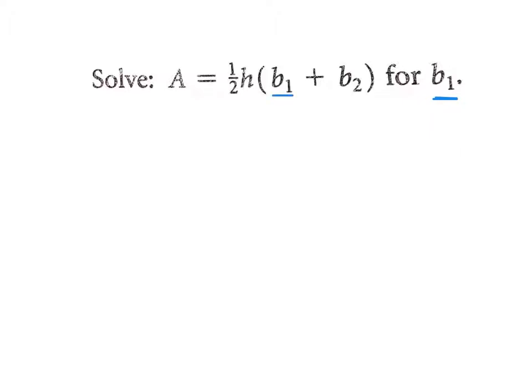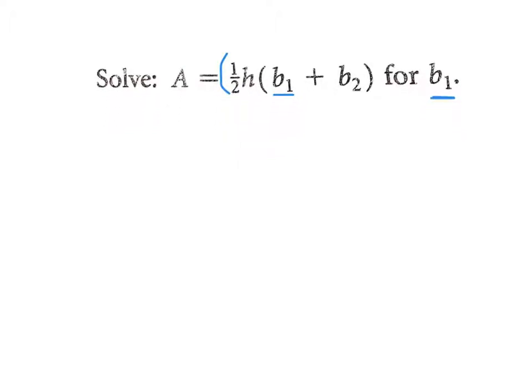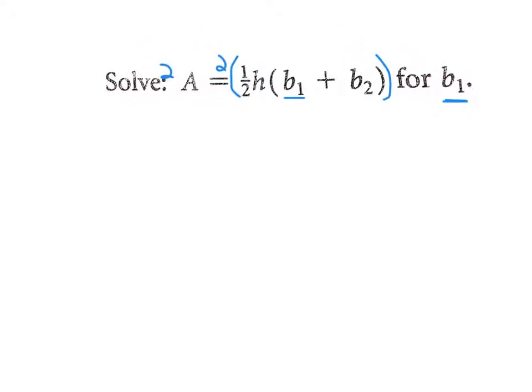A couple ways you can go here. I do not like to work with fractions, that 1/2 right there. So I'm going to go ahead the very first step and multiply both sides by 2. And what happens is, it cancels the 1/2 there. It gives me 2a on this side. And over here I just have h times b1 plus b2.